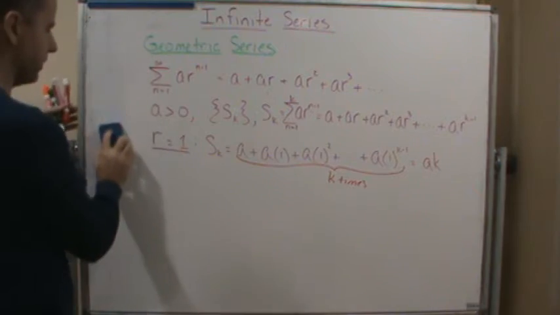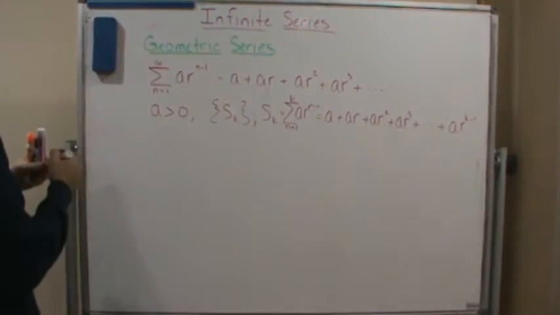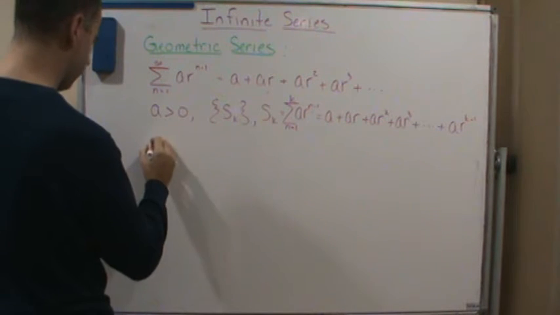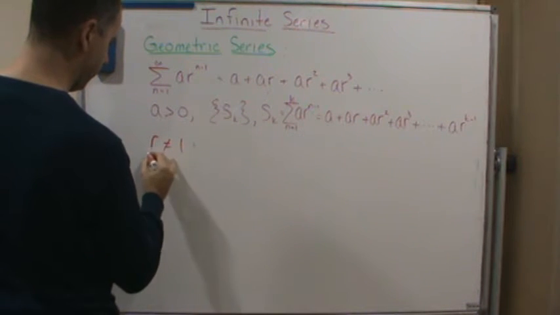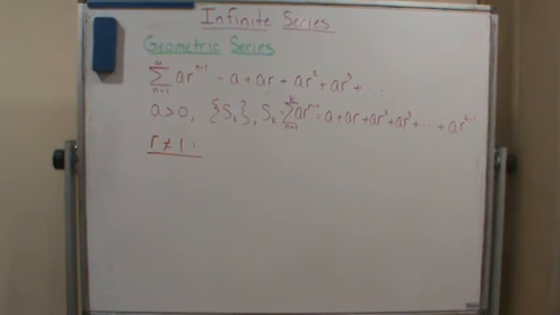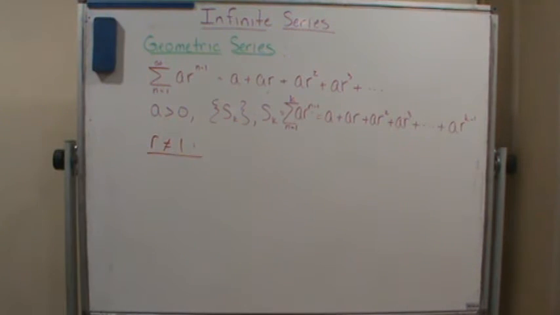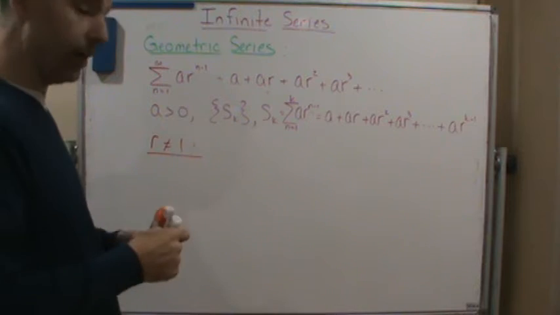Okay, well, let's consider that. So let's consider when R is not equal to 1. Now what I want to do is take the expression for the partial sum and multiply both sides by 1 minus R. You might be wondering why I do that. You'll see.